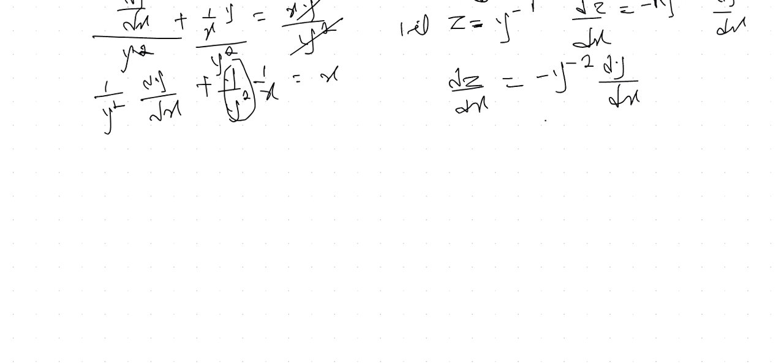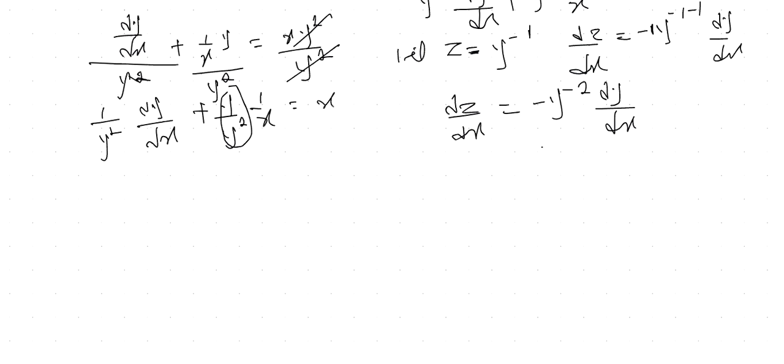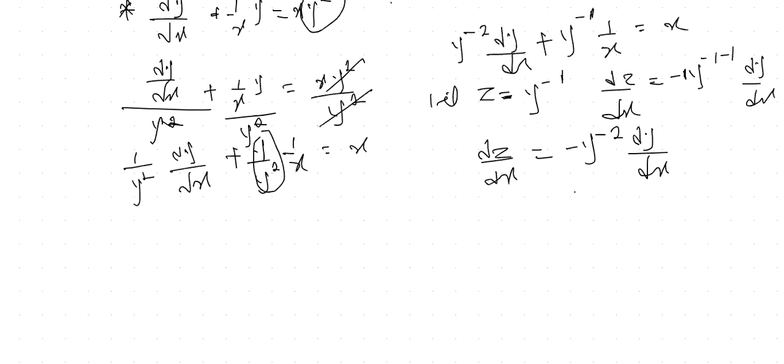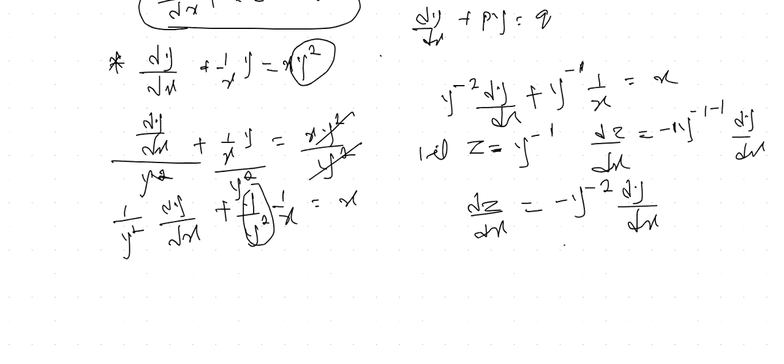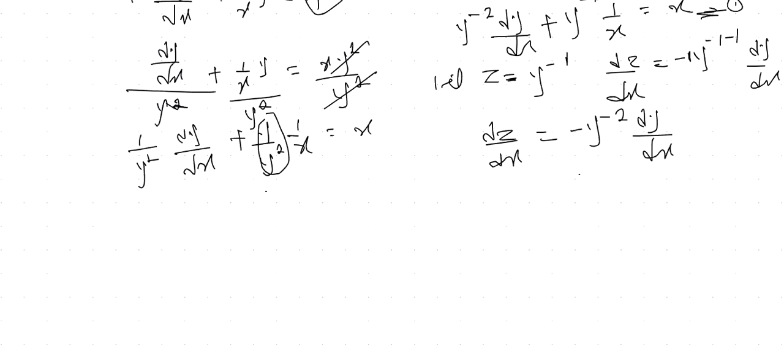Okay, so from here, this is our original equation. Let's call it equation 1. So let's write it again. We have y to the minus 2 dy/dx, then plus y raised to the power of minus 1 over x, which is equal to x. Right, this is our equation 1.